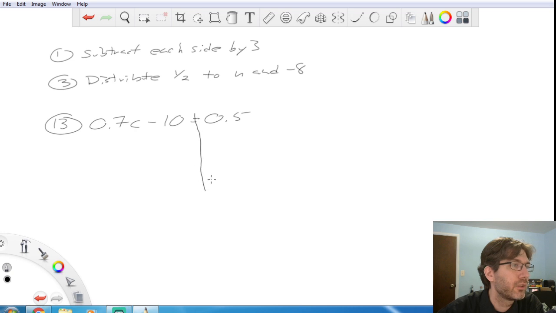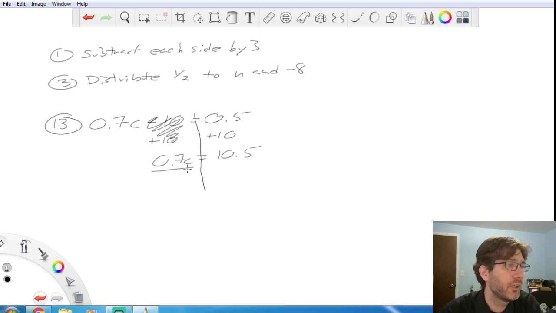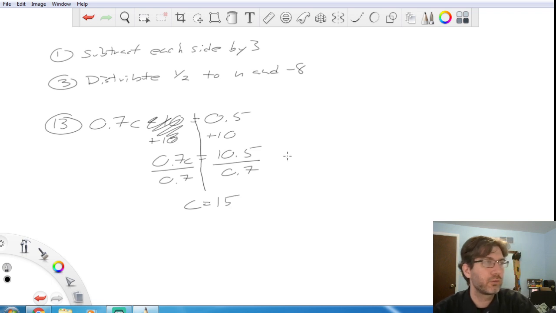So 13, again, we want to get c by itself. We're subtracting 10 here, so let's add 10 first off. So 0.7c equals 10.5. Don't forget to line up your decimal points and all that. This is what's canceling. And then you're just going to divide by 0.7, divide by 0.7, and c is going to equal whatever 10.5 divided by 0.7 is. 10.5 divided by 0.7 gives you 15. So c equals 15 here.